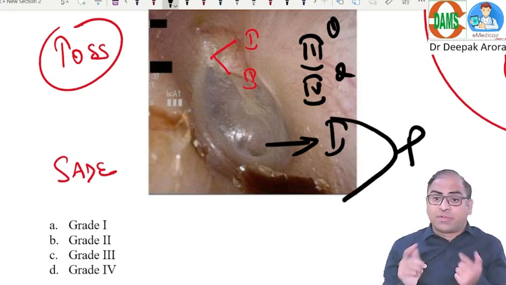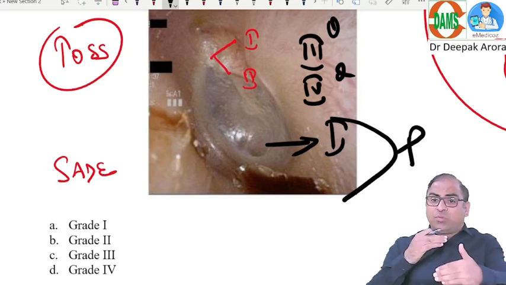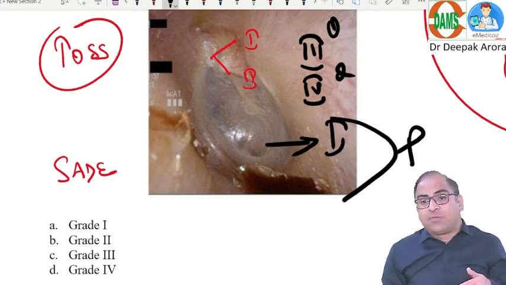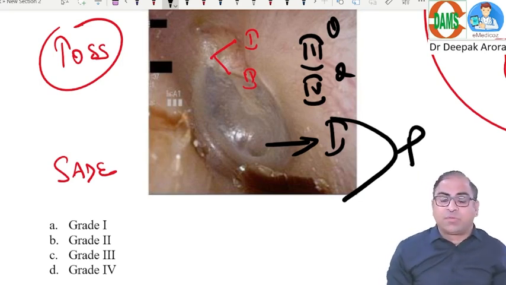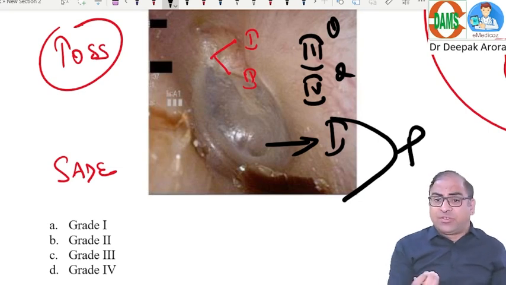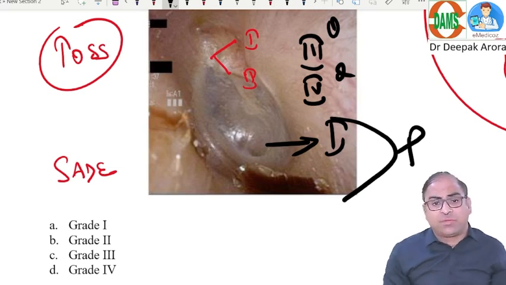But how is it different from grade 4? In grade 3, it is mobile, but in grade 4, it is adherent to the promontory. Therefore, we use the word atelectasis of ear for grade 3 and adhesive ear for grade 4.